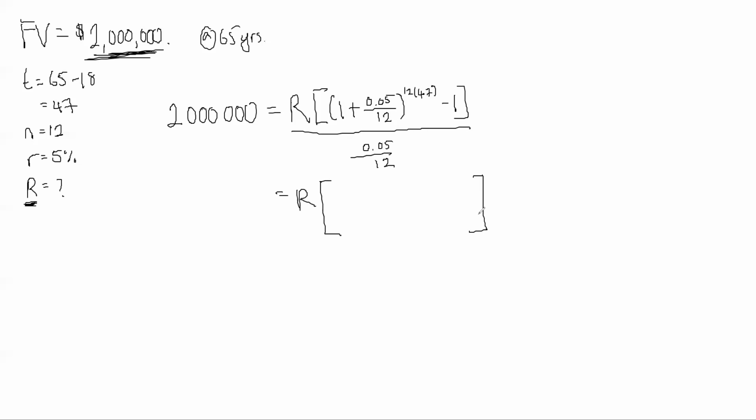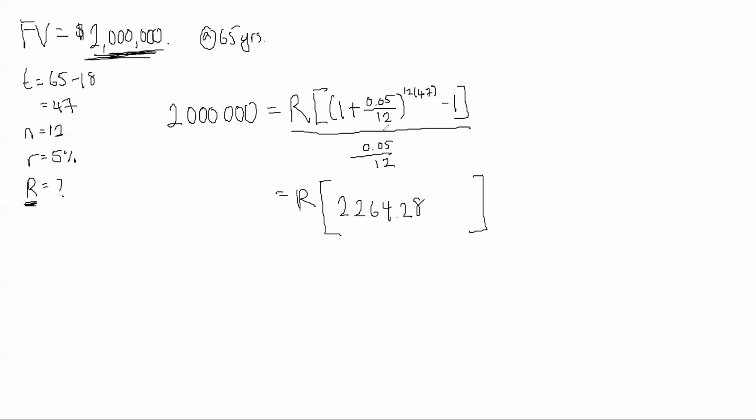What is that R going to multiply? So it's 0.05. Divide that by 12. I'm going to add that to 1. That is to the power of 12 times 47. That is going to be subtracted by 1. That's going to be divided by the fraction. I have 2264.28.